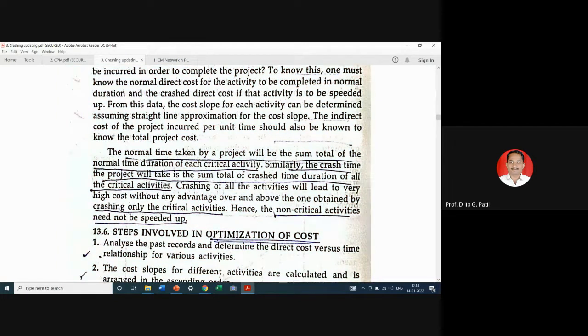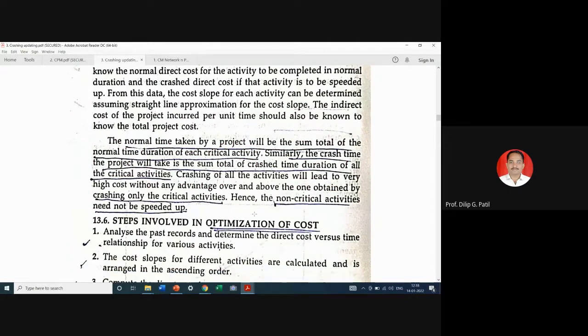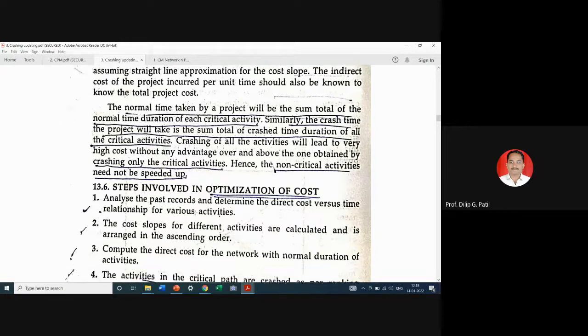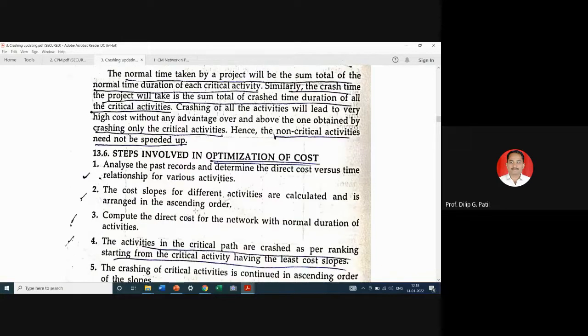So at the start, we are considering only critical path or critical activities having least cost slope for crashing. And afterwards, non-critical activities will also become critical, and accordingly, you can consider a combination of critical and earlier non-critical activities which have now become critical. And in combination, we can consider addition of cost slopes, and accordingly, you can decide the steps to crash the network.